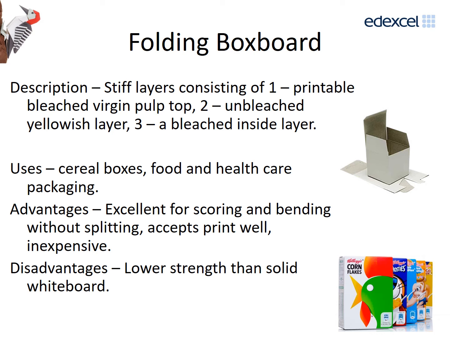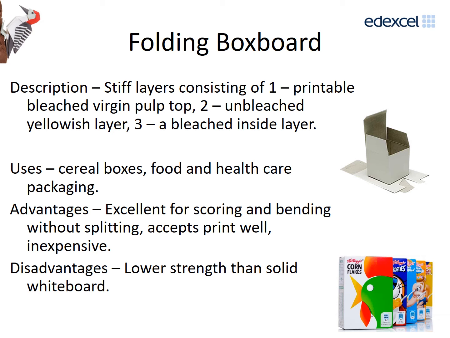If you think of the cereal box, where you've obviously got your little fold tabs to allow you to seal the box back up, it allows for that. It's got that lovely white surface, so it takes the print well. But because it's got the unbleached underneath, which is obviously a bit cheaper to not bleach it, means it's inexpensive. However, its disadvantages, it's a bit lower in strength than, for example, solid whiteboard that we're going to look at next.